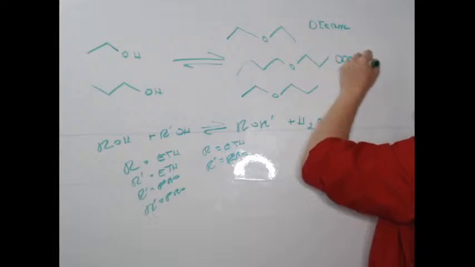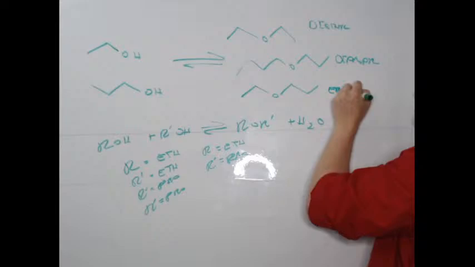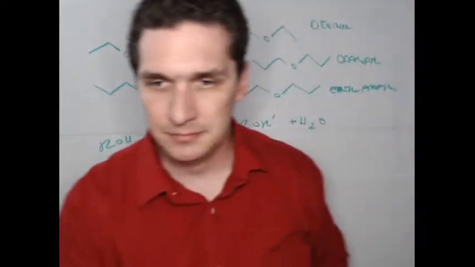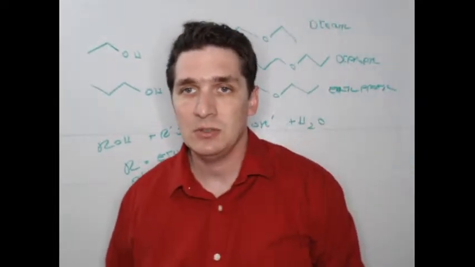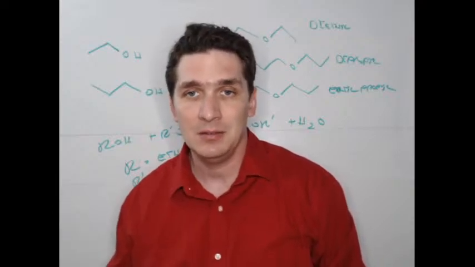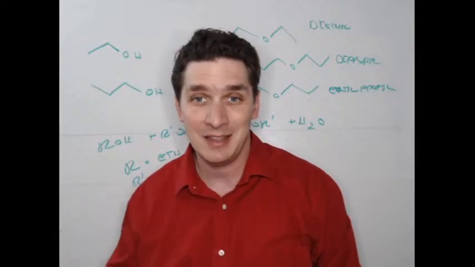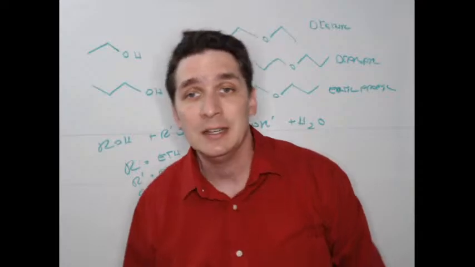So for the discussion board, we can do the diethyl, dipropyl, or the ethyl propyl ethers. Now you can also do this by the alkoxide naming, so you can do ethoxyethane, propoxypropane, and then ethoxypropane.